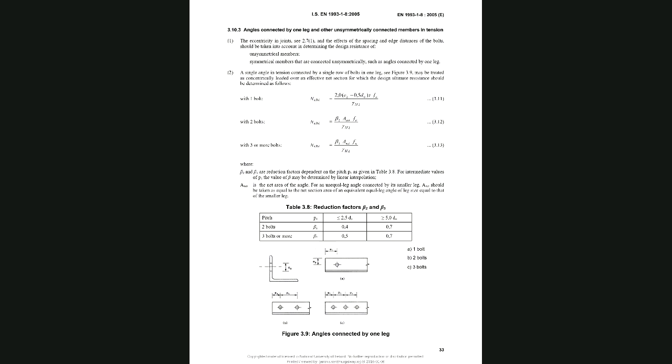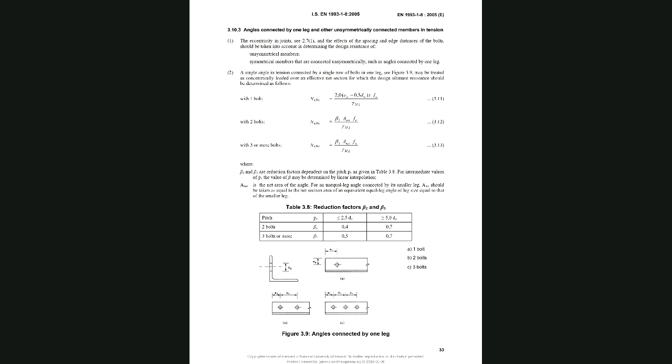it may be treated as concentrically loaded, so doing the same as what we did previously, over an effective net section for which the design ultimate resistance should be determined as follows. Okay, so I'm just going to zoom in here a bit for myself. So with 1 bolt, the ultimate resistance is equal to 2 times (e_2 minus 0.5 d_0) t f_u over gamma M2. Gamma M2 is the material safety factor, which is 1.25. f_u is the ultimate strength, so we go to table 3.1 for that. If it's S275 steel, that's 430 newtons per millimeter squared. t is the thickness of the angle.